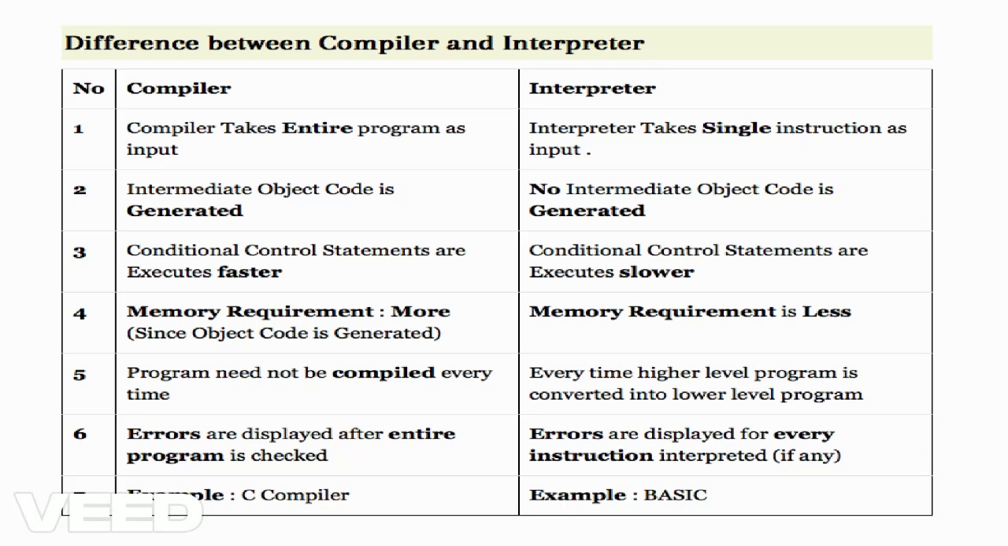The program need not be compiled every time in a compiler, but in an interpreter every time the higher level program is converted into a lower level program. Errors are displayed after the entire program is checked in a compiler. When compared to that, errors are displayed for every instruction in an interpreter. C compiler is an example of a compiler and BASIC is an example of an interpreter.